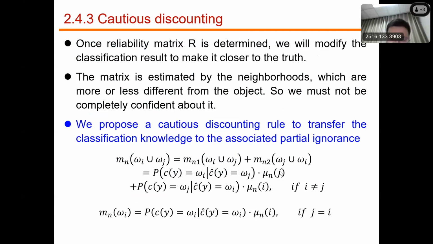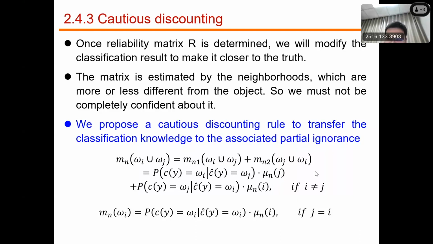But we only estimate the reliability using the neighbors. Maybe the neighbors are not very close, not very similar to the object. So if we directly transfer the probability of omega j to omega I, we may cause some error risk. So we find a compromise approach: transfer the mass to the set of omega I and omega j. This is the imprecision of the uncertainty. Such uncertainty will be reduced by combining with other classifiers. This is a very prudent way for the probability correction.